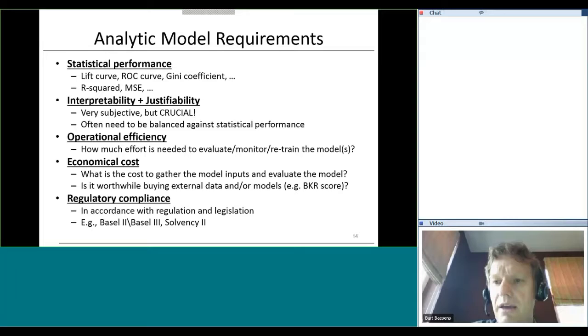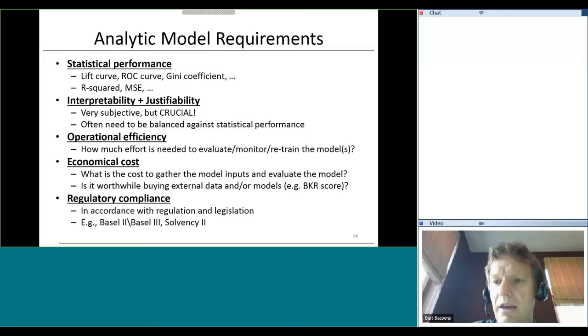Obviously, we also have the economical cost, and the economical cost refers to the cost that is needed to gather the model inputs and evaluate the model. And we can hereby further distinguish between total cost of ownership, which refers to the ownership costs of the analytical PD, LGD, and EAD models. And we can then also relate that to the return on investment, or in a banking setting, to the return on equity.